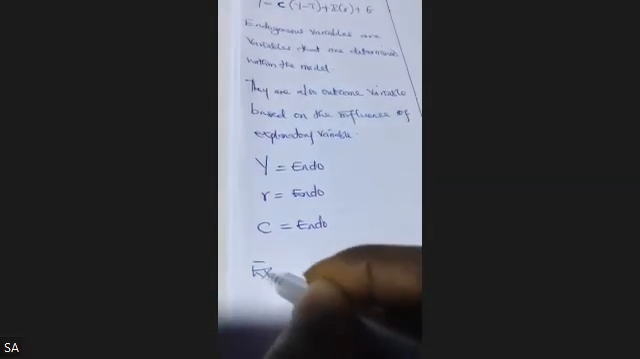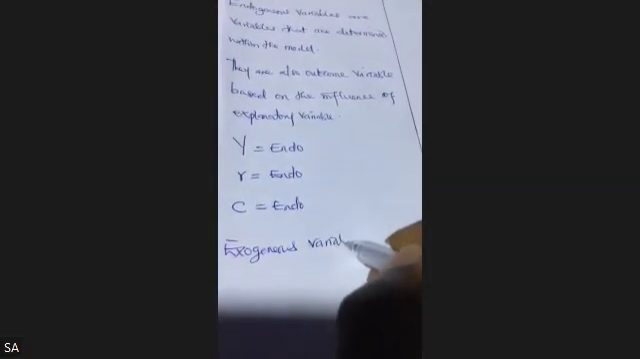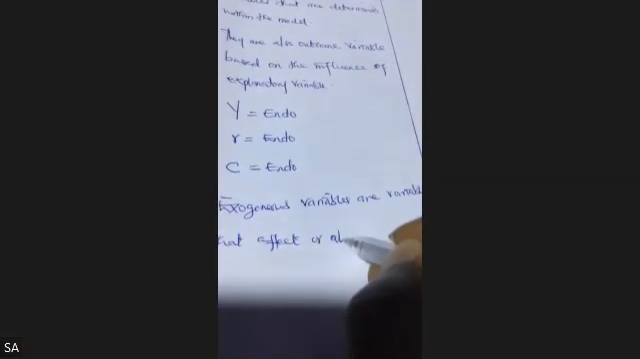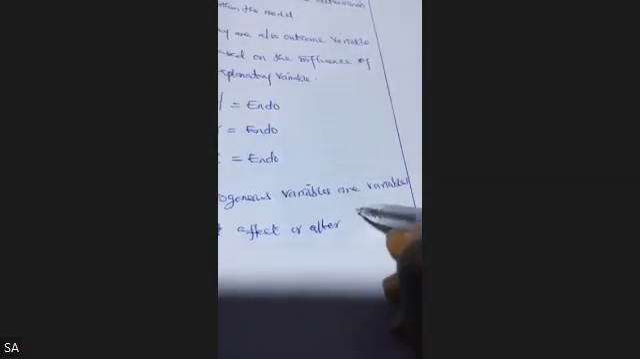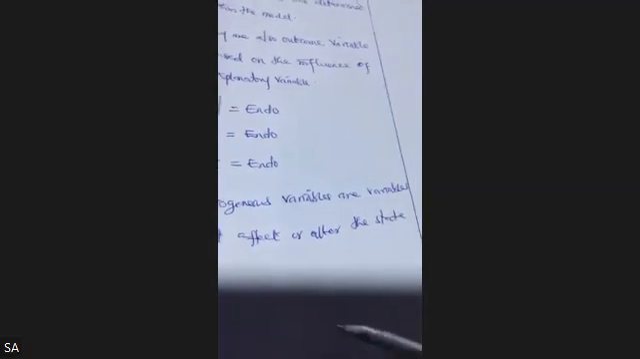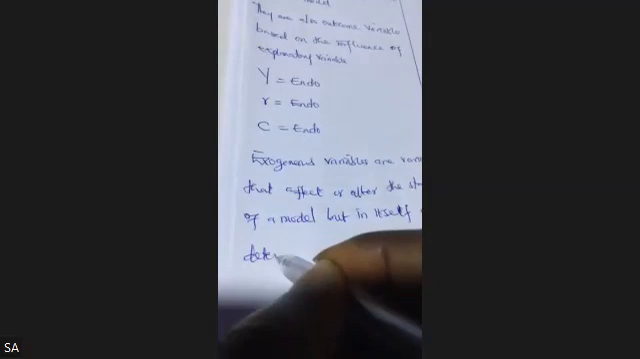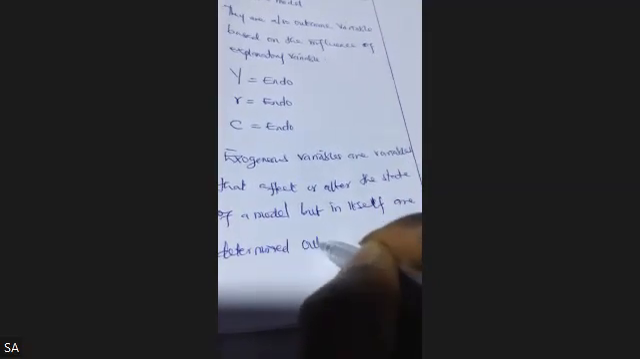What is exogenous? What is exo? Let's go to exo. So exogenous variables are variables that affect or alter the state of a model, but in themselves are determined outside of the model.